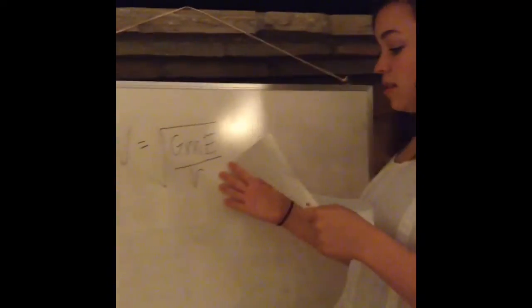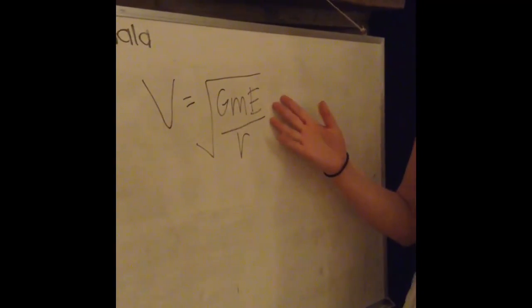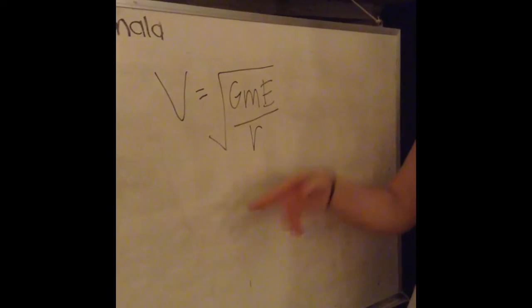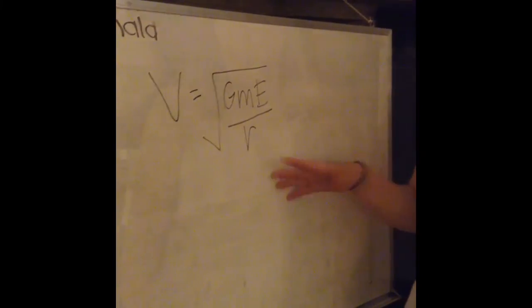This next problem is in regards to the speed of a satellite orbiting Earth. Velocity equals the root of GME over R. Actually, how about you show us a problem on the board, Miss Leila? I mean, yeah, I'll try.